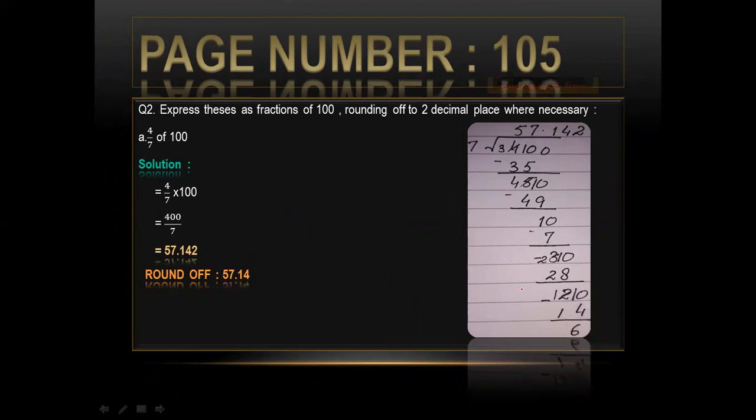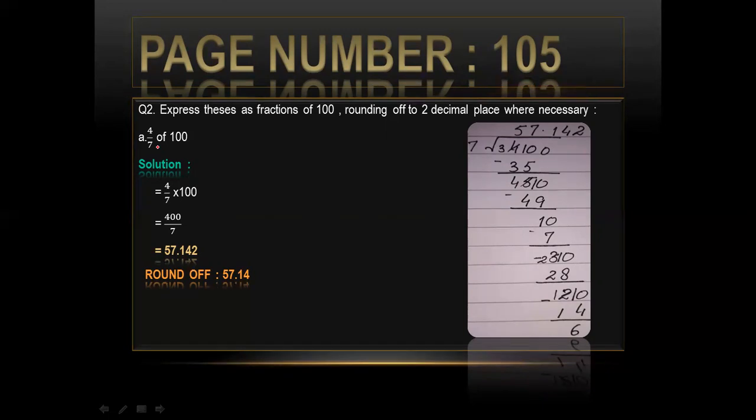Express these as fractions of 100, rounding off to 2 decimal places where necessary. It means that first we make the denominator 100 and then we divide it. We multiply each number with 100 and then we divide it and we find our answer to 2 decimal places. We round off our answer to 2 decimal places.